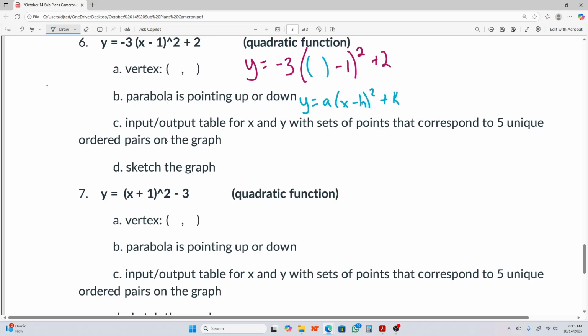So the formula says minus h is minus 1, so our x-coordinate is actually positive 1. And our y-coordinate, plus k, it says plus 2, is positive 2. We've already got the (h, k), a first set of values for our input-output: 1, 2. And I know from looking at the formula that my letter a right here is negative 3. That's going to make my parabola face down. If it was positive, it'd be going up. So this parabola is facing down. And now I want you to come up with some more values on the input-output table so you can make the graph.